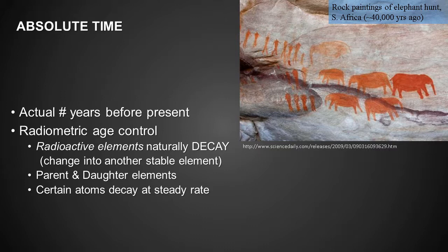Elements are defined by the number of protons in their nucleus. Different isotopes are elements that have the same number of protons but a different number of neutrons. Radioactive isotopes decay from parent isotopes into daughter isotopes. Different kinds of isotopes decay at different rates, but each isotope of the same type has the same decay rate. For example, all carbon-14 decays at the same rate, and all potassium-40 decays at the same rate, but carbon-14 and potassium-40 decay at different rates compared to each other.